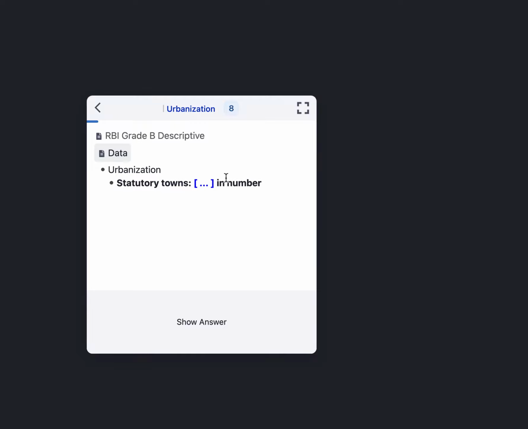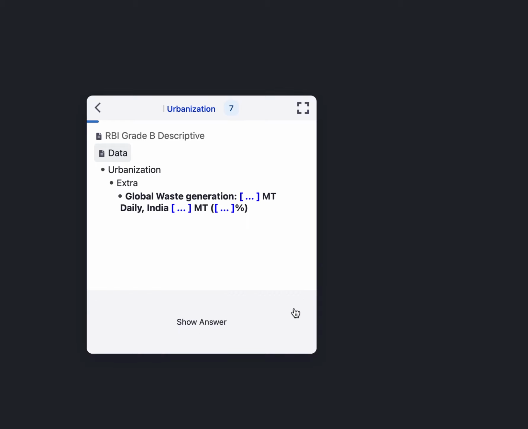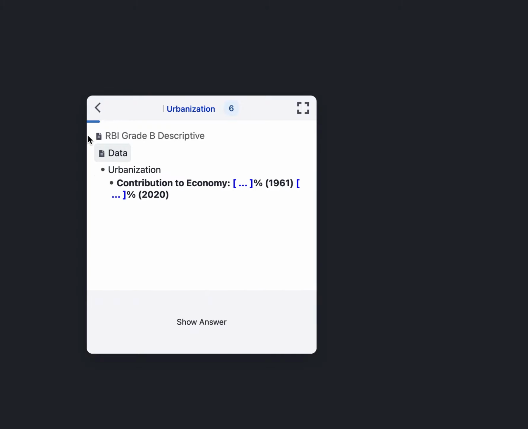Again, statutory towns, it's 2000 in number. Okay, I'm good with this. Global waste generation 6 million tons. India is 2.5%. 2.5% of 6 is 0.12 plus 0.03, 0.15. Yes, so I'm good with this. So like this we can keep revising all 9 RAMs.